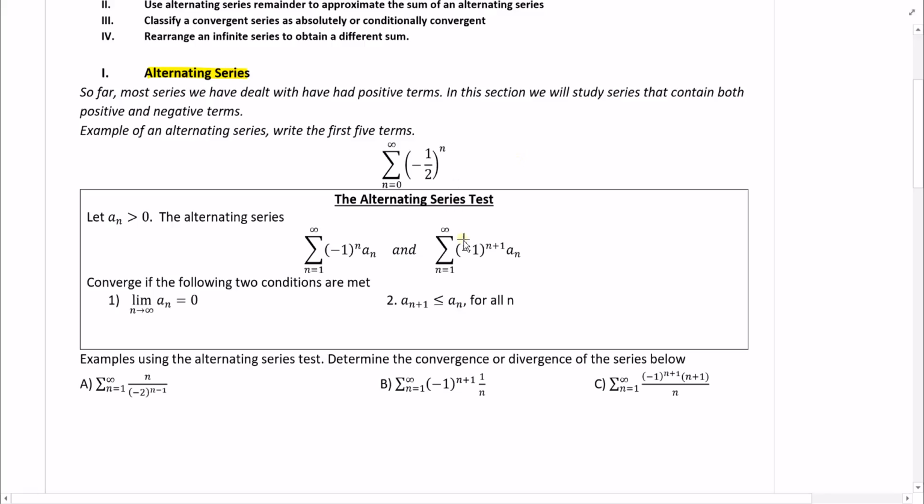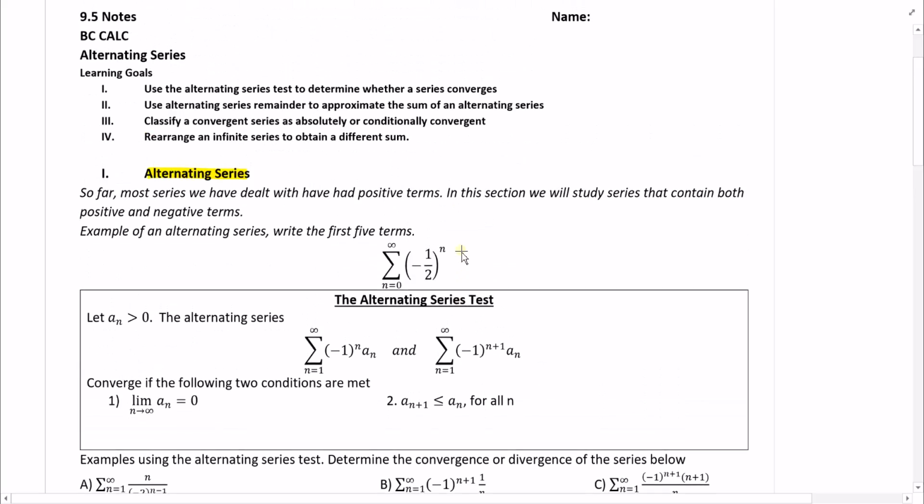Hey everybody, here we are at 9.5 notes. We're still trying to work on divergence and convergence of series. Today we're going to look at something called alternating series and determine whether they converge or diverge.